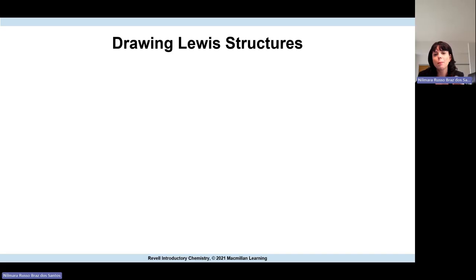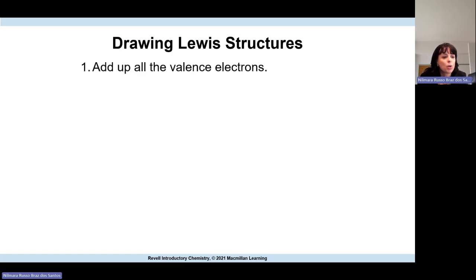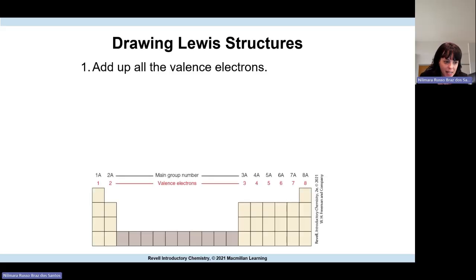So first, remember how to check the valence electrons of each atom. Look into the periodic table. If you go to group 17, all the elements have 7 valence electrons. Group 16, 6 valence electrons. Group 15, 5 valence electrons. Group 14, 4 valence electrons. Group 13, 3 valence electrons. Okay? So first we add up all the valence electrons. Remember, group 1 has 1 and group 2 has 2. We're not talking about the transition metals here. We're talking about nonmetals, metals, and noble gases.